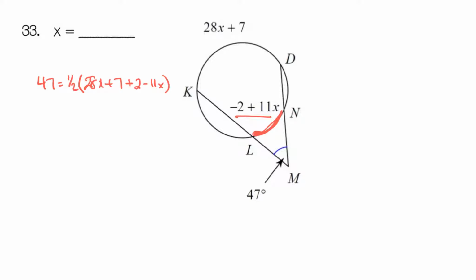So I have, if I multiply both sides by 2, I'm going to have 94 equals, I'm going to combine my like terms. So that gives me 17x plus 9. I want to subtract 9 from both sides, so I have 85 equals 17x. If I take 85 divided by 17, I get 5. So x is equal to 5.